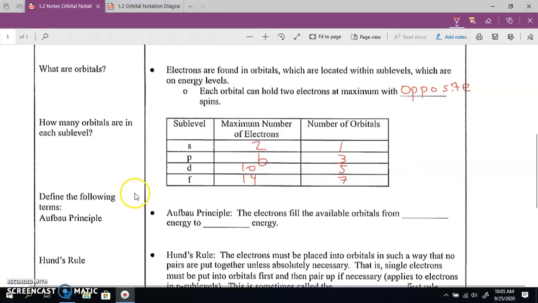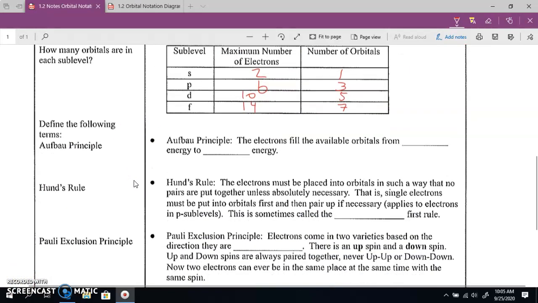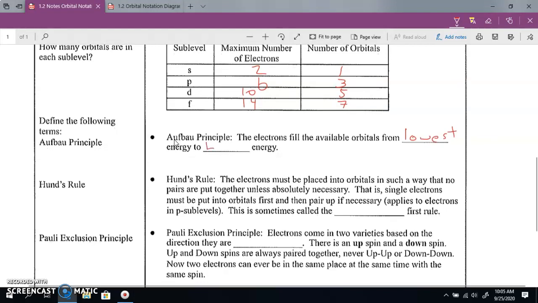So now we're going to talk about a series of 3 rules which are called Aufbau principle, Hund's rule, and Pauli exclusion principle. Each one of these describes the reason that we fill the orbitals the way that we do. Aufbau principle says that electrons will fill the available orbitals from lowest energy to highest energy.